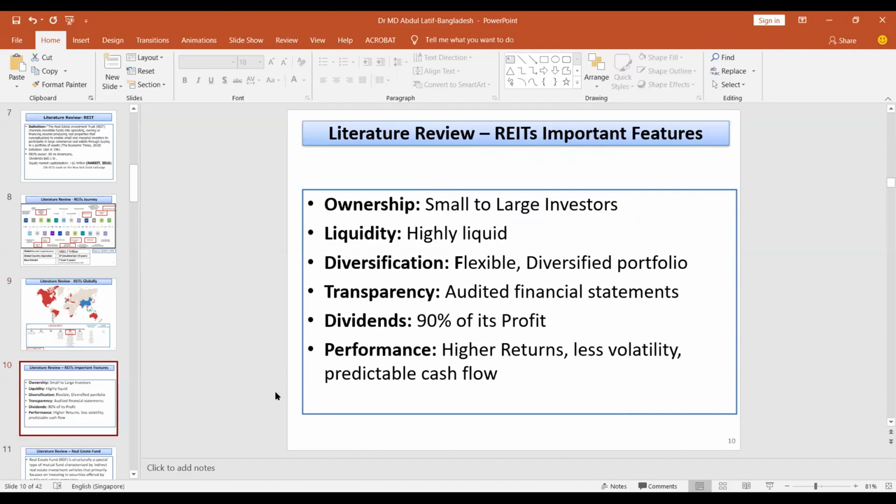Regarding the main salient features of REIT, there are ownership, liquidity, diversification, transparency, and dividend. 90% of its profit goes to dividends. It has to declare 90% of its profit as a dividend to its shareholders.